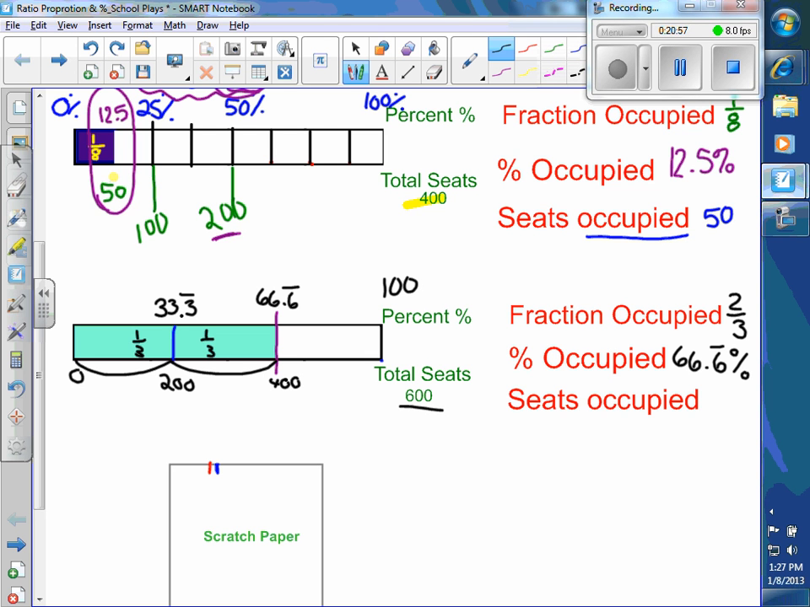Okay. So, I'm going to stop there. On your packet, there's an even more challenging problem at the bottom, but I'm going to leave that one for you guys to think about. This is a good stopping point.